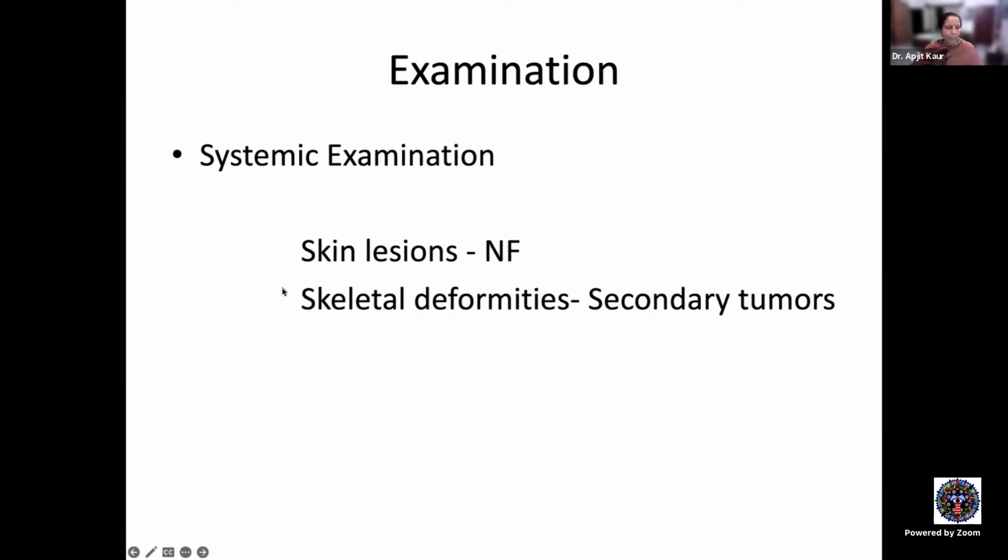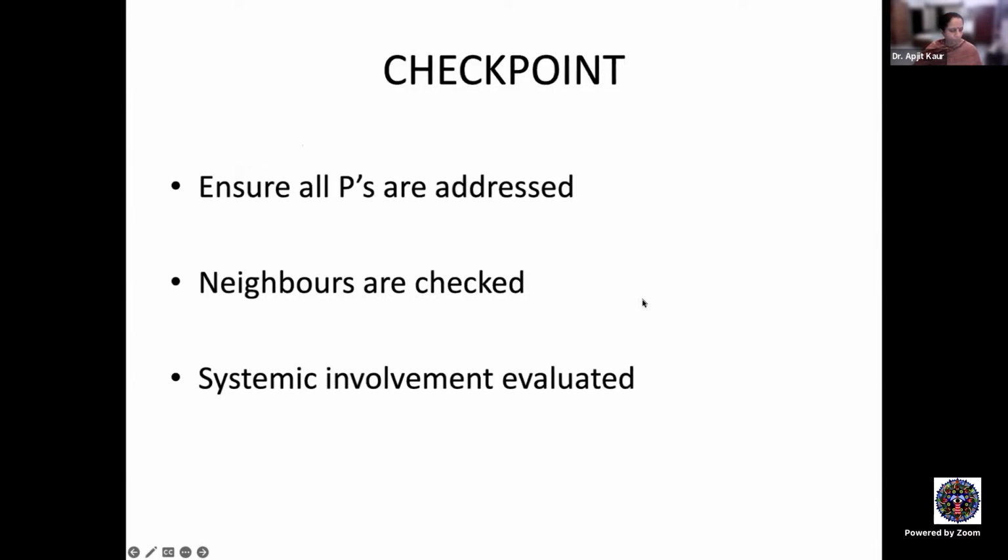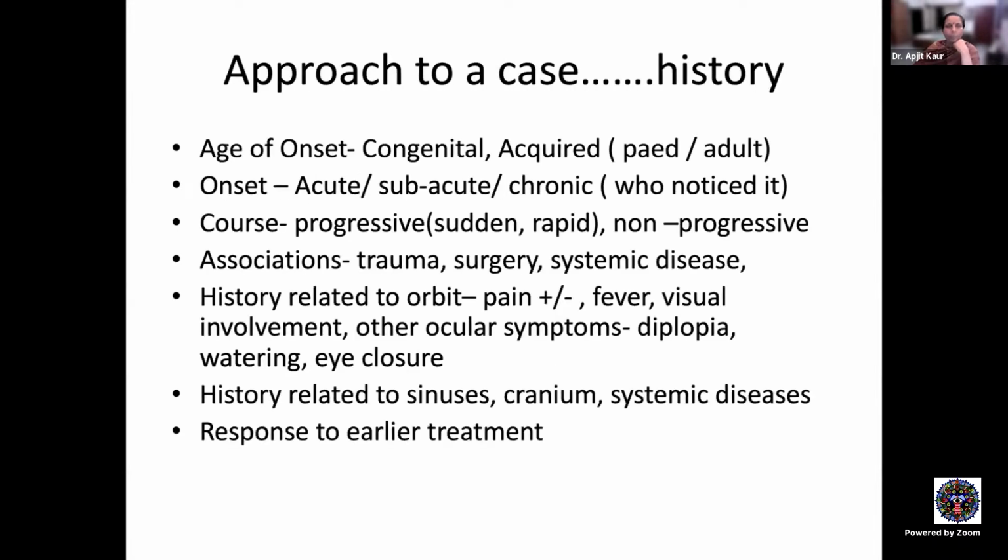So on systemic examination, you need to see these skin lesions, skeletal deformities, for secondary tumors. So now let's give some time to revision of what we have learned. All this was basic theory. Let's put it to some use. What do we do when we get a patient? That's why we are scared of proptosis. Na? Kya karna hai? Kya sochna hai?